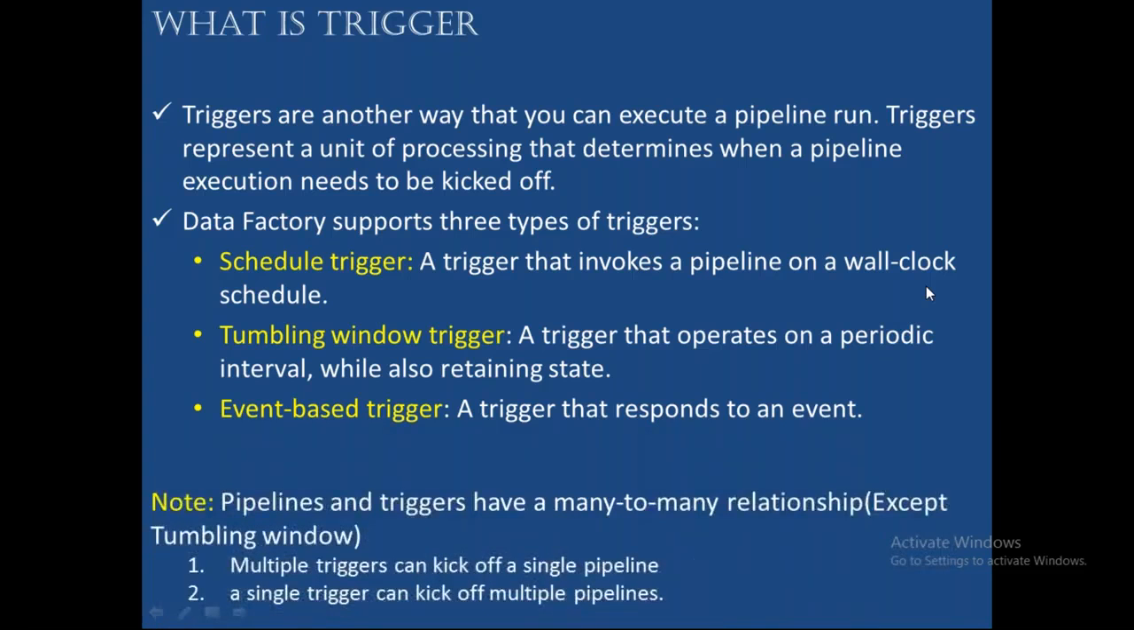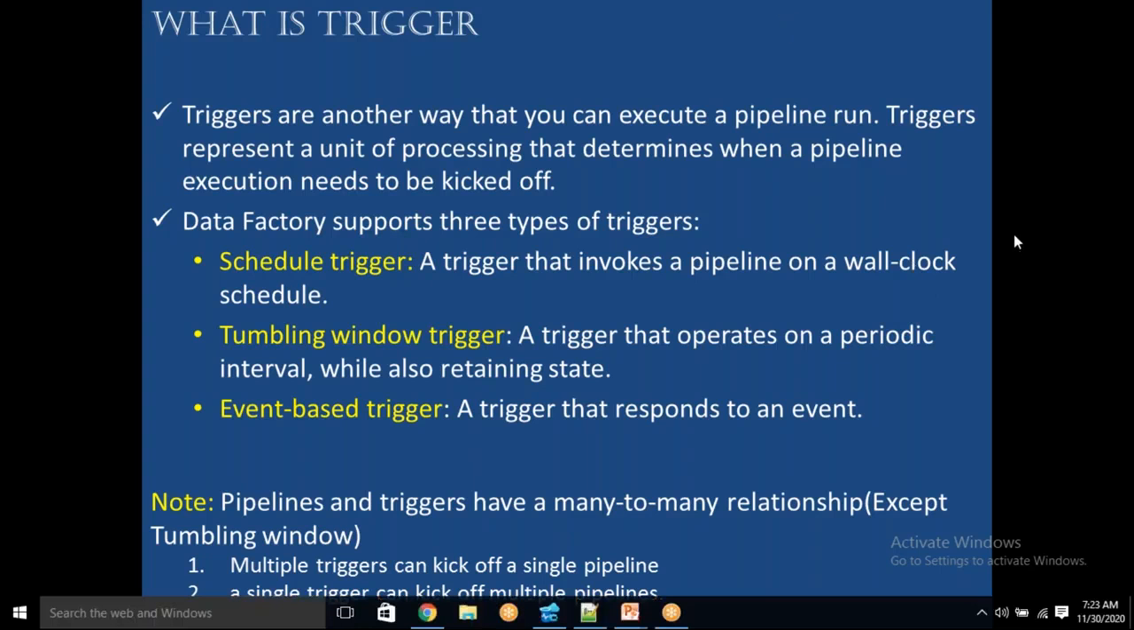Now we also know one more thing, that pipelines and triggers have a many to many relationship for schedule trigger and event based trigger. But when we have a tumbling window trigger, it is a one-to-one relationship. But what is a many to many relationship? Can somebody tell me, friends, what is a many to many relationship? We discussed. A trigger can be attached to multiple pipelines. Similarly, a pipeline can be attached to multiple triggers.